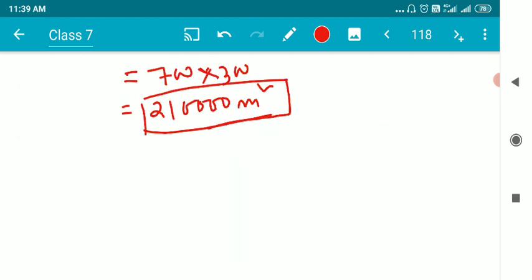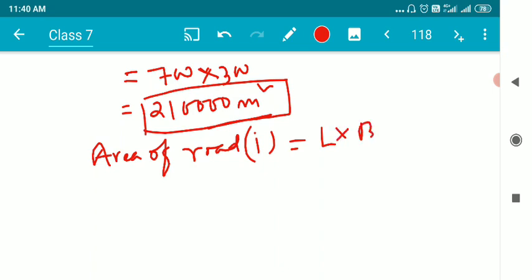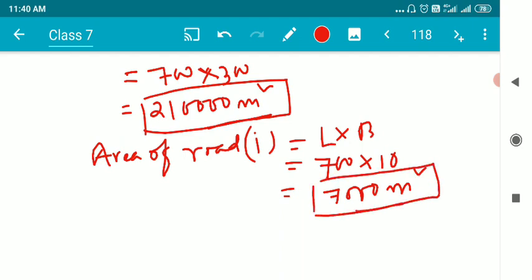So let's find out the area of road number 1. Area of road 1 is equal to length into breadth. The length here will be 700 and the breadth will be 10 meters. Multiplying, I'm getting 7,000 meters squared as the area of road number 1.